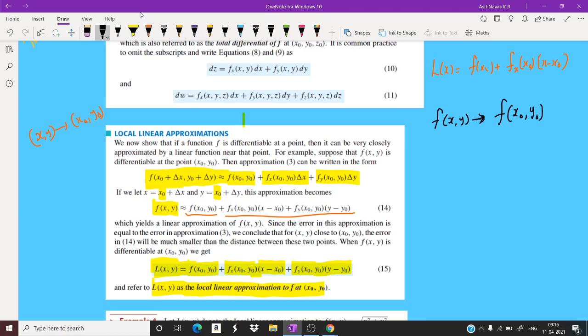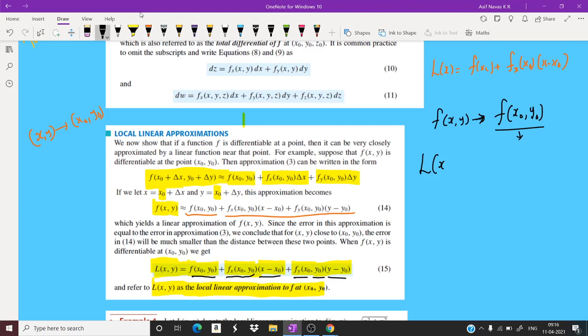So if we want to find the value of f(x, y) near some known value f(x₀, y₀), then we can find that by using a linear function. F(x₀, y₀) is a number, and f_x(x₀, y₀), the derivative at the point (x₀, y₀), is again a number. So f(x₀, y₀) plus f_x(x₀, y₀) times (x − x₀) plus f_y(x₀, y₀) times (y − y₀) is a local linear approximation.